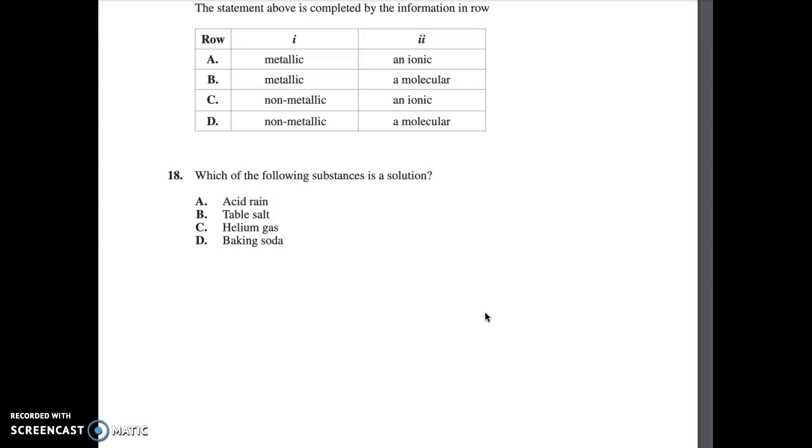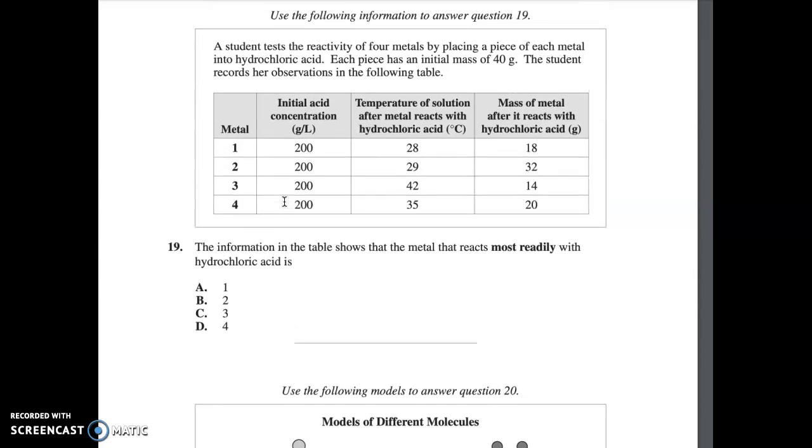Helium gas is an element, it's all by itself. And baking soda is usually sodium carbonate, which is usually a compound. Okay, it would be really nice if they gave you the chemical formula for those to help you figure it out, but acid rain is the correct answer.